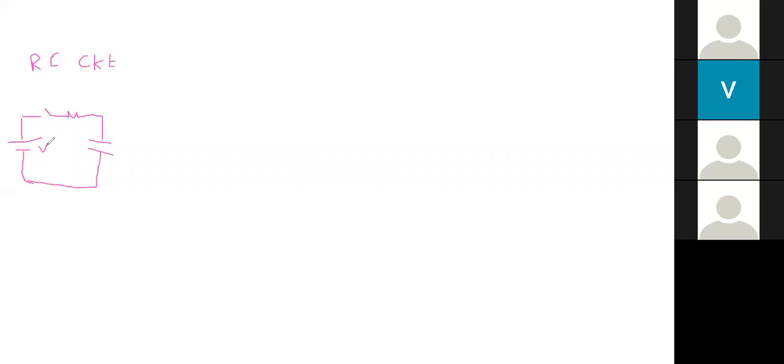Here V is the supply, with R and C and a switch. When current flows through this loop, we assume the current is I. Here the capacitor and resistor are in series. Our aim is to calculate the solution of the current for the given circuit.